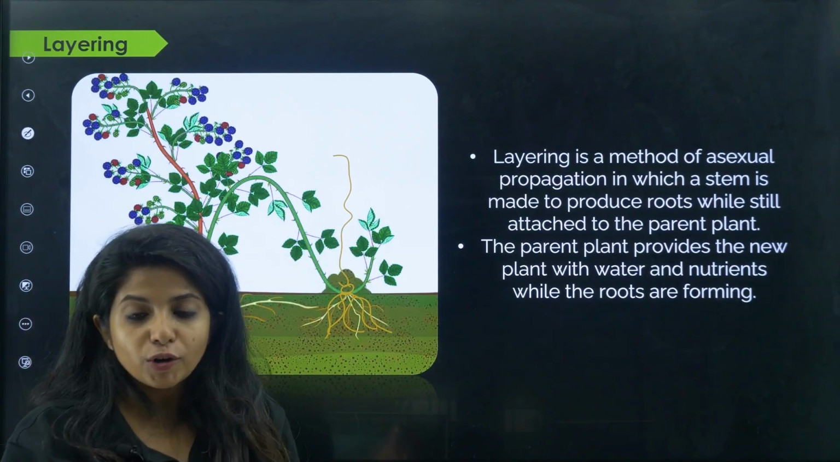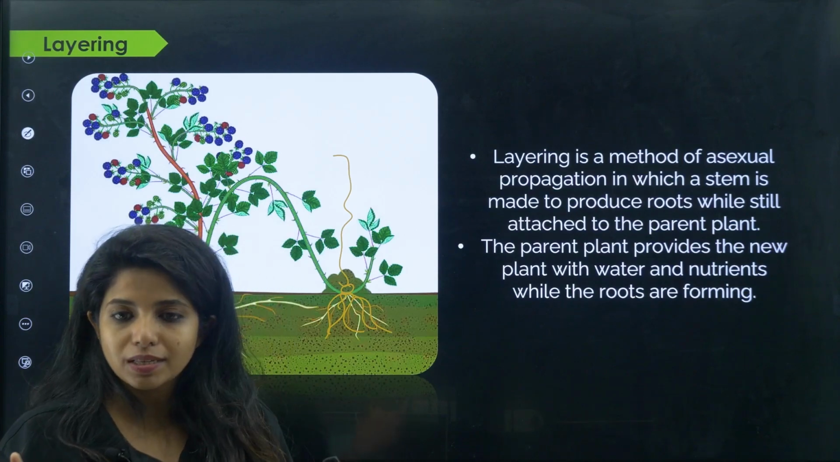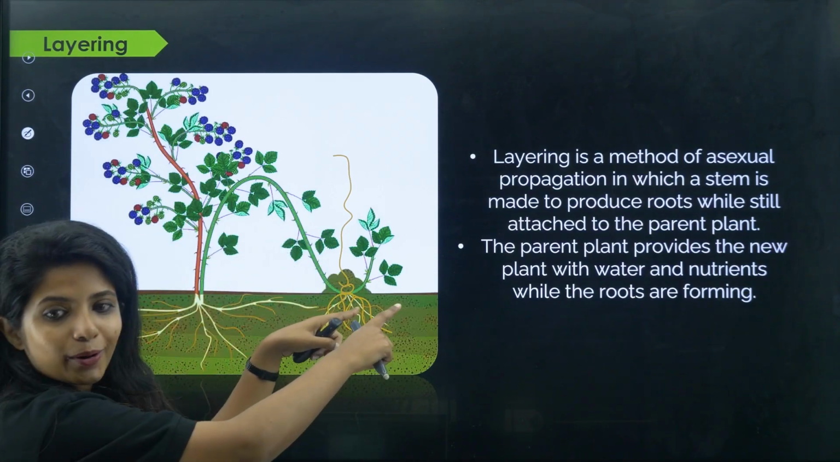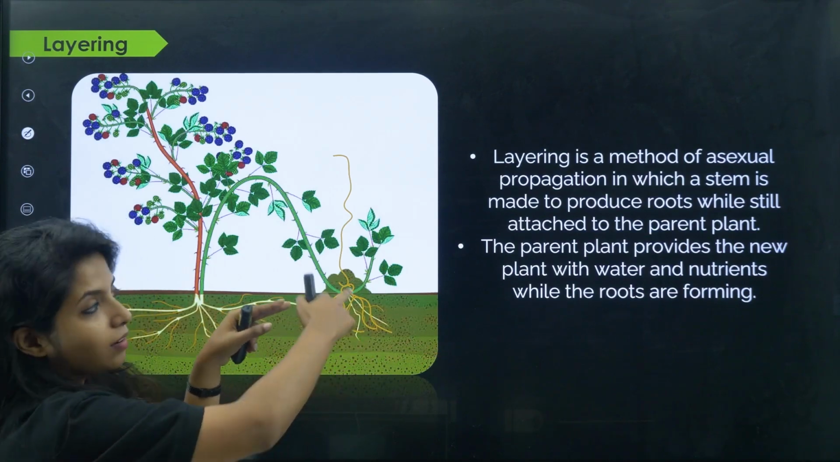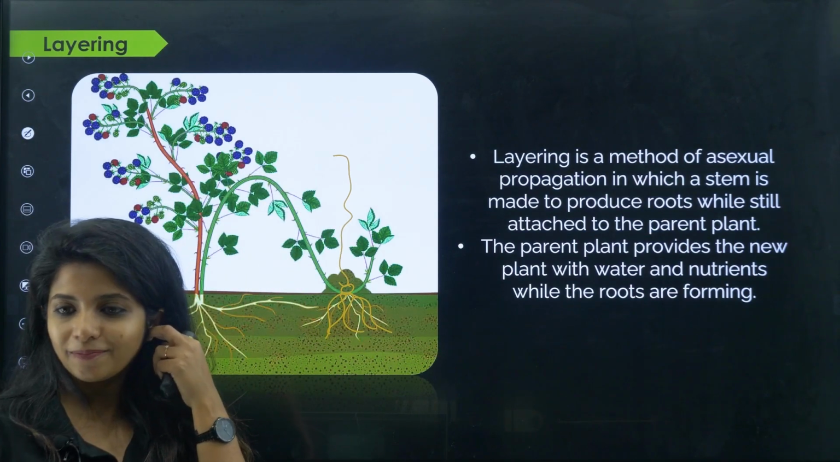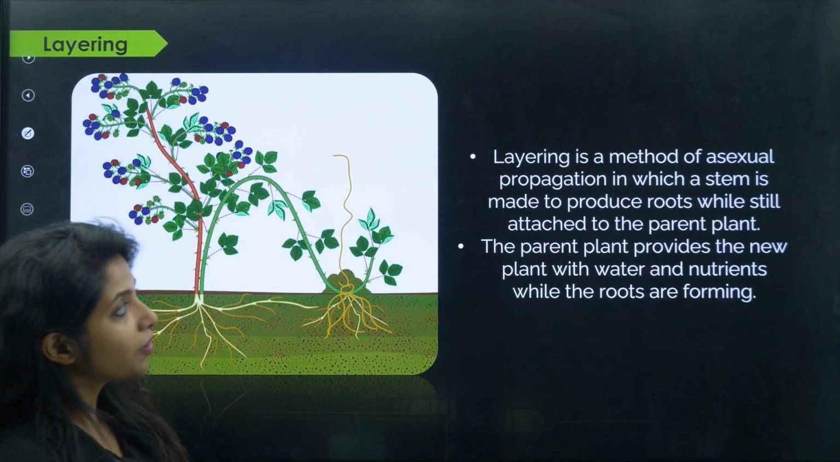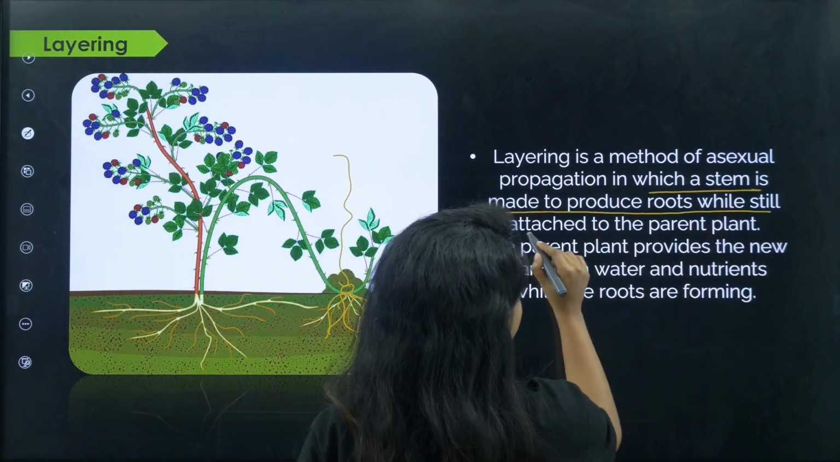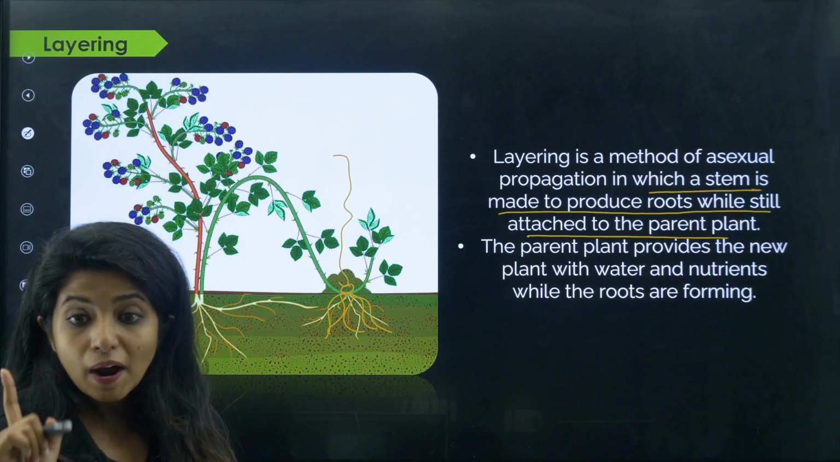If you keep two strawberry pots together, they will definitely show this thing. One part of the stem will go to the other pot, they will grow there and they will give rise to a whole new strawberry plant as well. Okay, so layering is a method of asexual propagation in which a stem is made to produce roots while still attached to the parent plant. So you have to remember this.